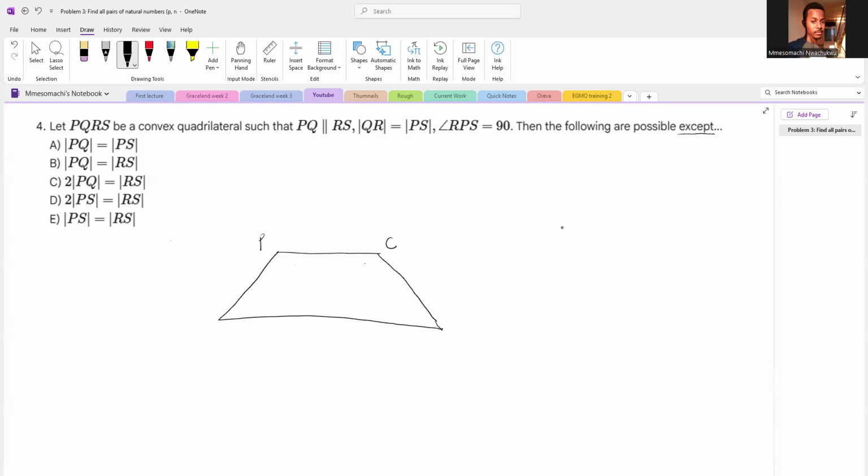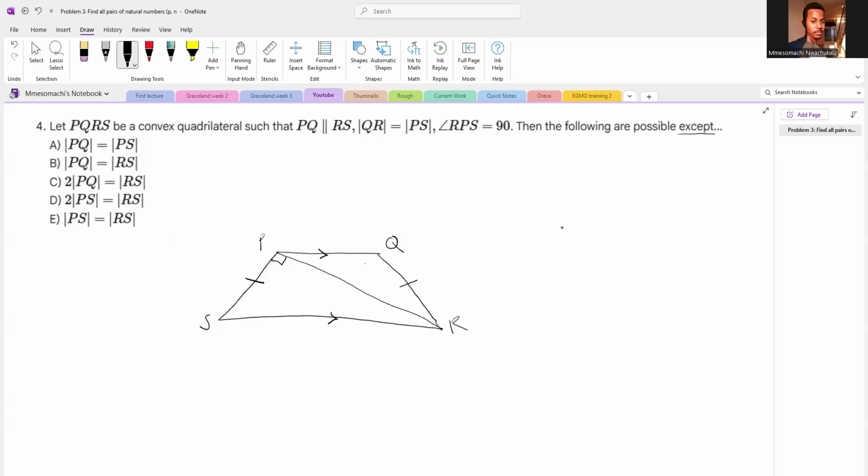So don't mind my diagram. So let's look at PQ, RS. Okay. So we have PQ is parallel to RS and PS is equal to QR. Okay. And RPS is 90 degrees. Okay. So the following are possible except.